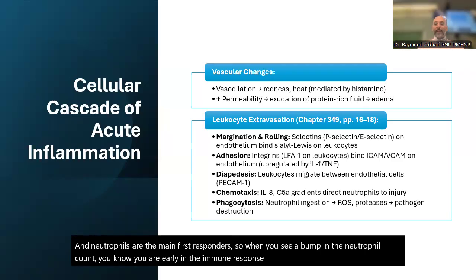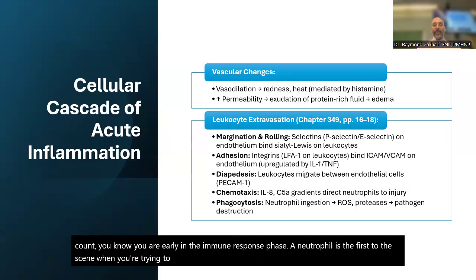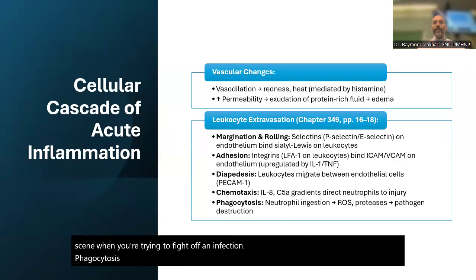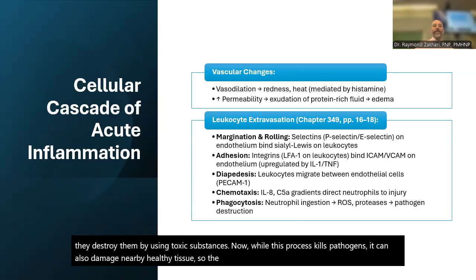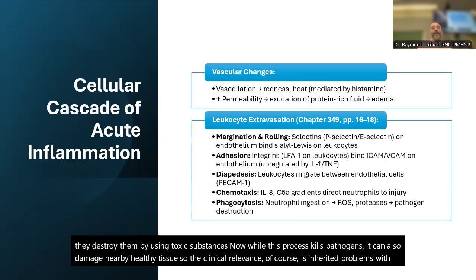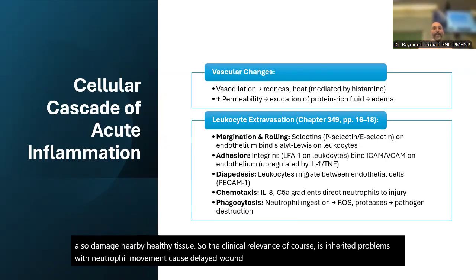A neutrophil is the first to the scene when you're trying to fight off an infection. Phagocytosis and tissue effects. Neutrophils recognize and then engulf a microbe, and then they destroy them by using toxic substances. Now, while this process kills pathogens, it can also damage nearby healthy tissue. So the clinical relevance, of course, is inherited problems with neutrophil movement cause delayed wound healing and frequent infections.